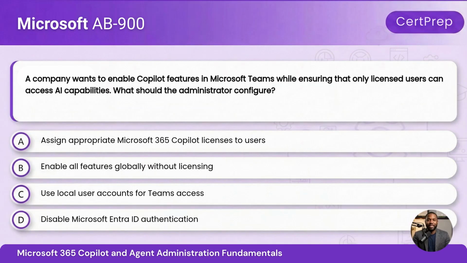Question number 3. A company wants to enable Copilot features in Microsoft Teams while ensuring that only licensed users can access AI capabilities. What should the administrator configure? Option A. Assign appropriate Microsoft 365 Copilot licenses to users. Option B. Enable all features globally without licensing. Option C. Use local user accounts for Teams access. Option D. Disable Microsoft Entra ID authentication.